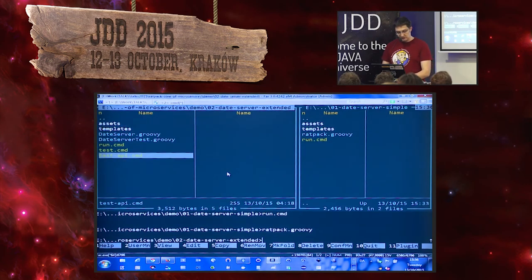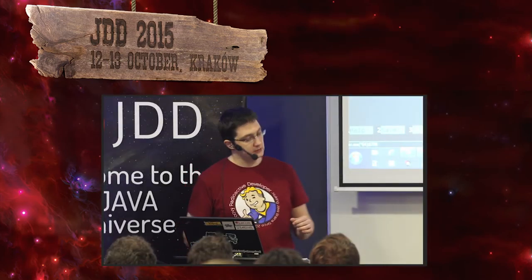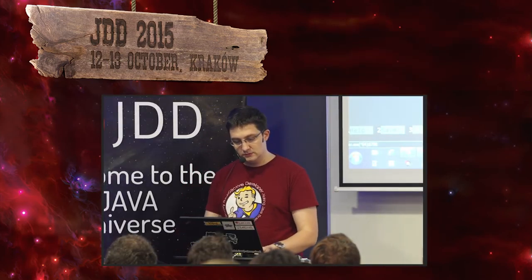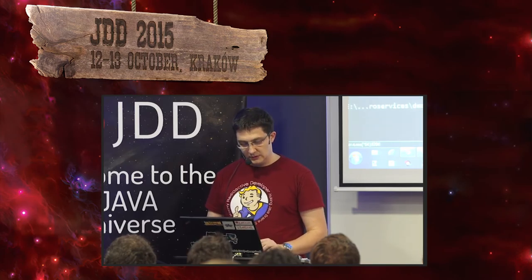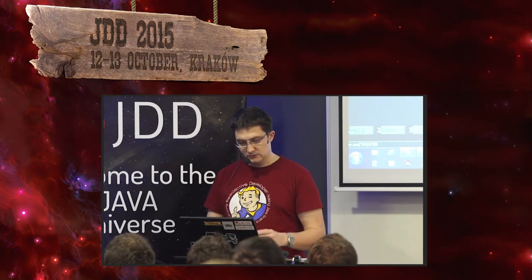I can show you that it actually works. So I just wrote this simple curl script that's going to fetch the V2 endpoint. And let's see, we got everything. So we got XML, JSON, and text. And we just use the same endpoint, but we specified different headers.